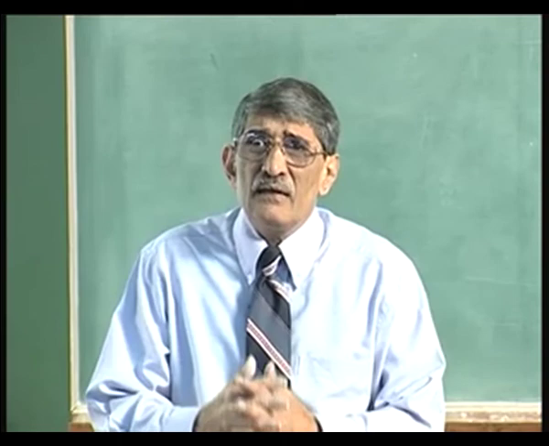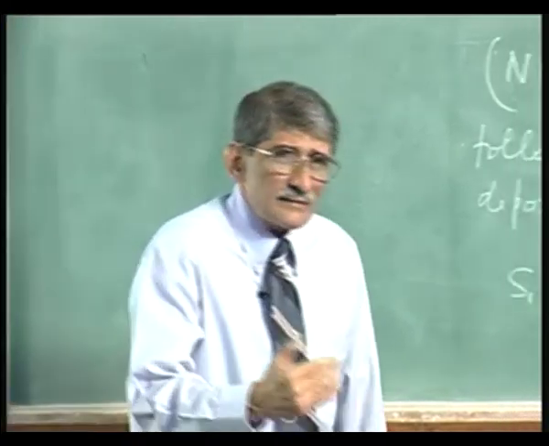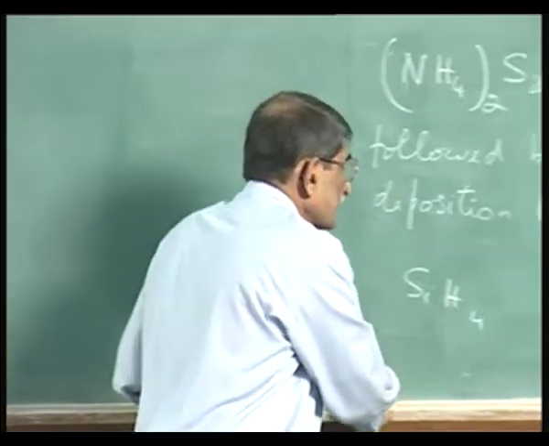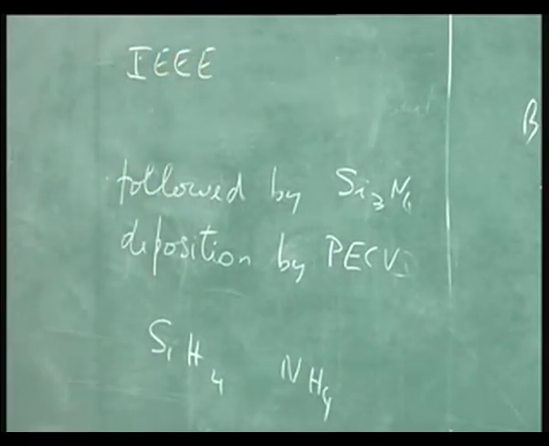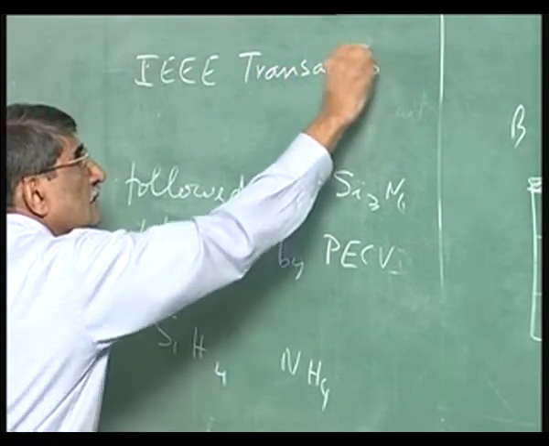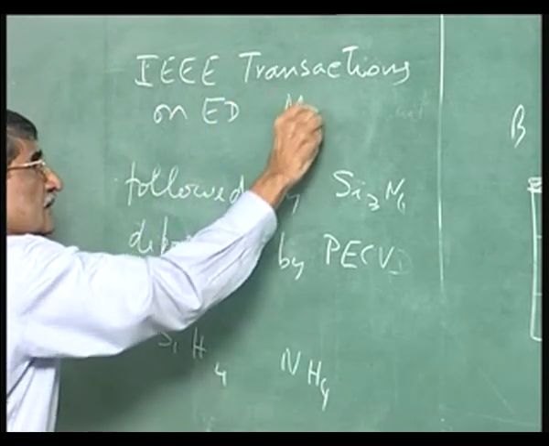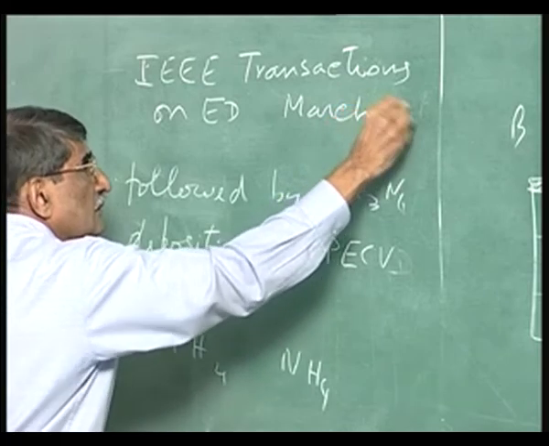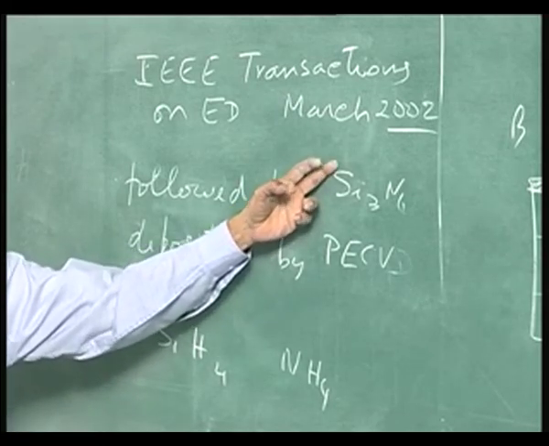In fact, if you like to see an article on this, you can open up the IEEE Transactions on Electron Devices. So, that tells the whole story about passivation. So, just write down that. IEEE, a full-fledged paper running to about 14 pages or so, Transactions on Electron Devices, March 2002. That brings you very close to the present day, 2002. I don't remember the page, March is sufficient, March 2002.